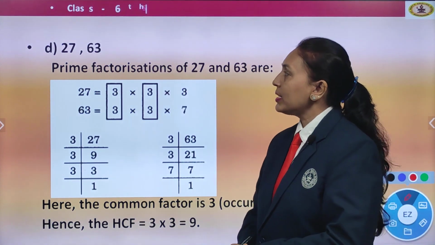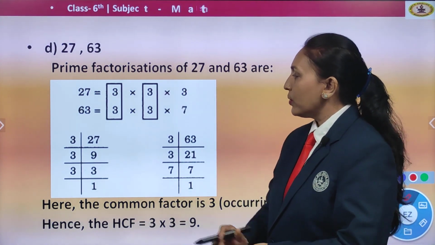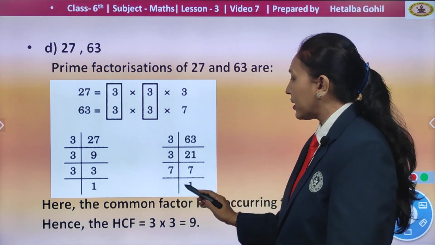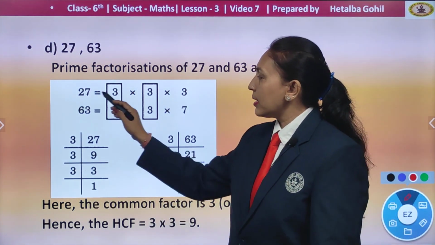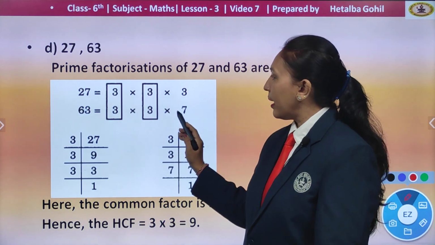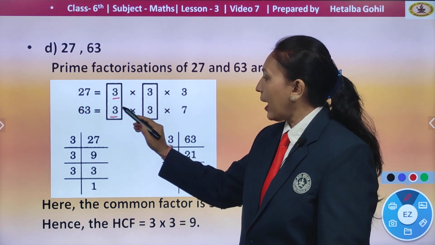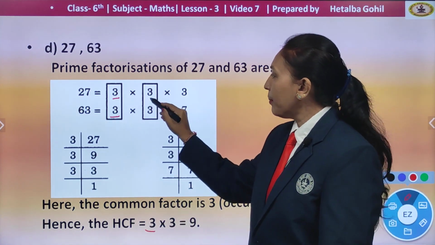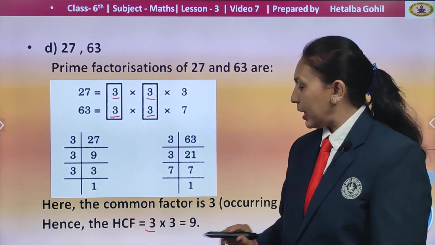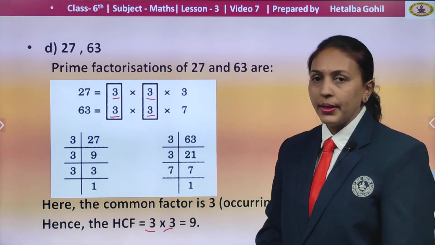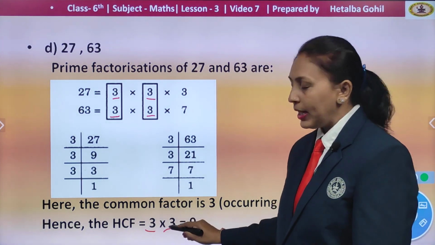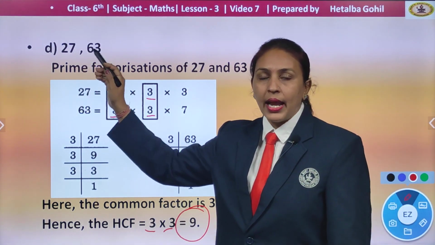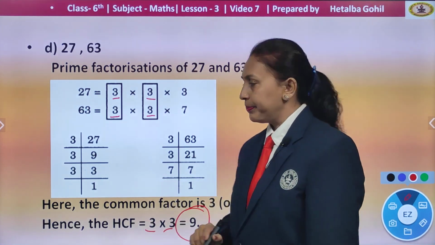Next we have 27 and 63. As you can see, we have found the prime factors of 27 and 63 over here. List the factors here. Find the common in them. What is common here in both? 3 and 3. So first 3 we have listed out as HCF. Second number again in common is 3. So we have found another 3 over here. So 3 into 3, when you multiply, you will get 9, which is the HCF of 27 and 63 over here.